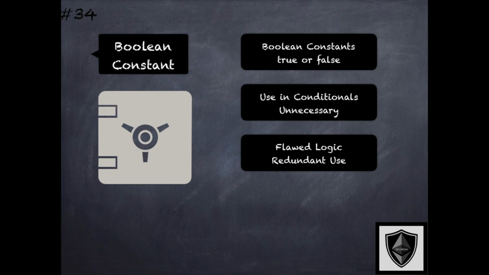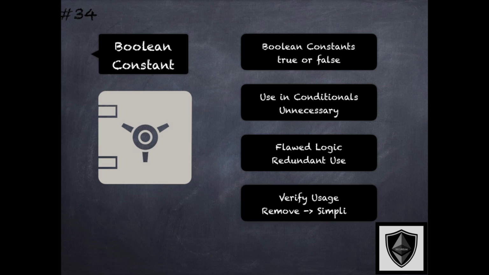So these usages of Boolean constants, specifically within conditionals, are indicative of flawed logic or assumptions, or they could just be used in a redundant manner. Upon identifying such usage, one can recommend removing those constants and any code blocks associated with them so that it becomes simpler to read and to maintain.